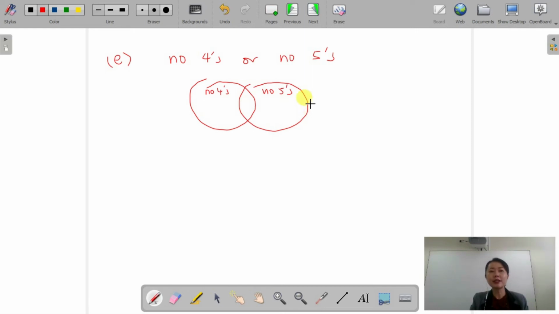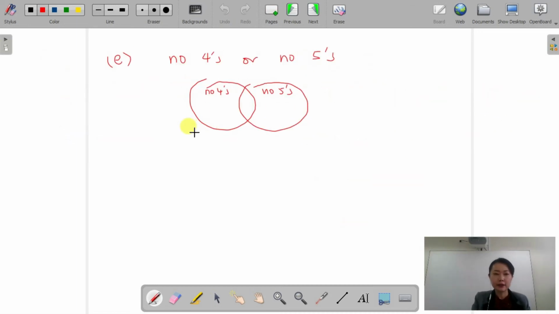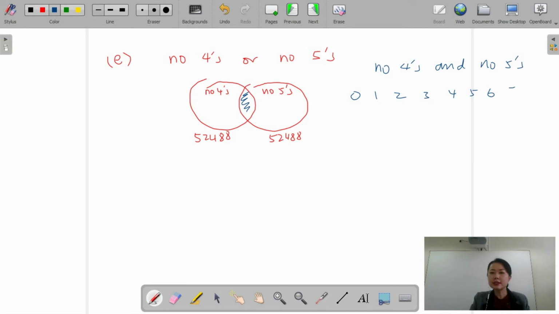No 4s, no 5s, and there will be a bunch of numbers that's got no 4s and no 5s. Okay, so remember the addition rule, right? So we've actually calculated no 4s. So no 4s is this one, 52488. Now no 5s will be counted in exactly the same way, so it's also 52488. Alright, so this bubble is 52488, this bubble is also 52488, and that middle part is no 4s and no 5s. So we can't use, so 0, 1, 2, 3, 4, 5, 6, 7, 8, 9. We can't use 4 or 5.